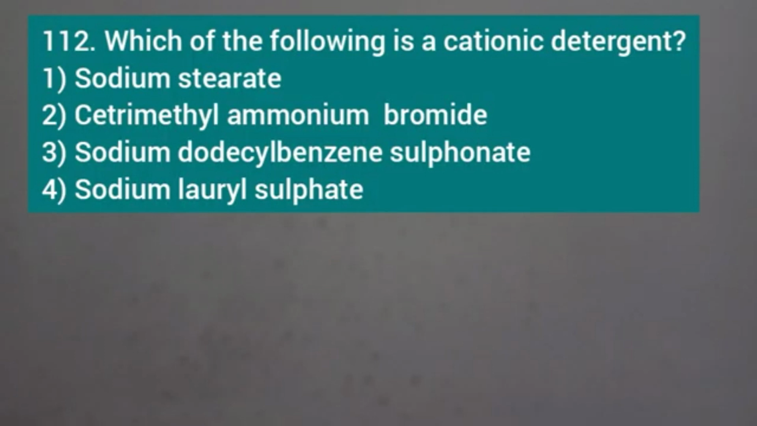Question number 112. Which of the following is a cationic detergent? Option number 1, sodium stearate. Option number 2, cetyltrimethyl ammonium bromide. Option number 3, sodium dodecyl benzene sulfonate. Option number 4, sodium lauryl sulfate.